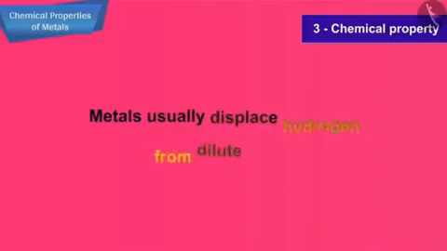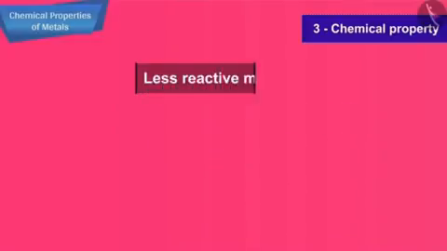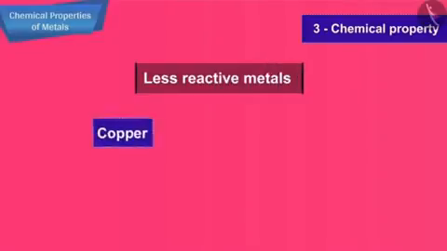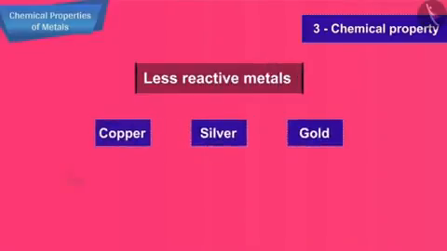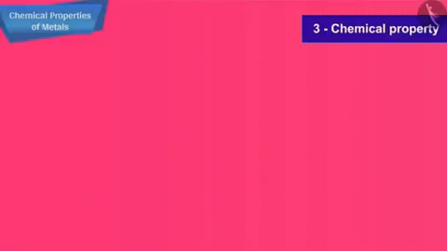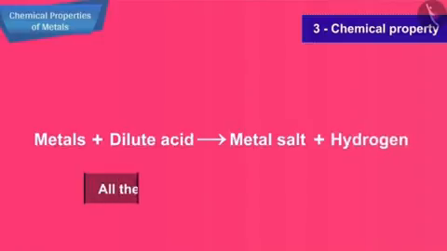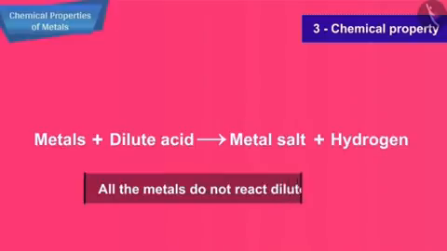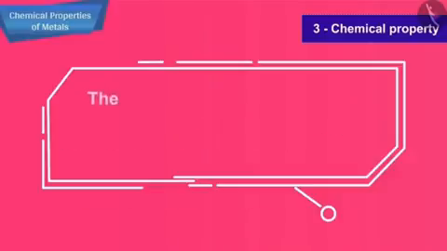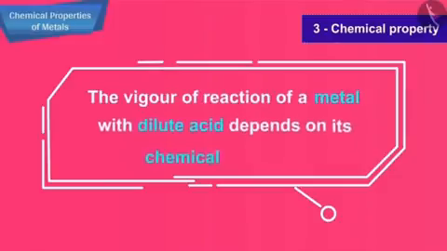Metals usually displace hydrogen from dilute acids. Only less reactive metals like copper, silver, gold do not displace hydrogen from dilute acids. When a metal reacts with a dilute acid, then a metal salt and hydrogen gas are formed. All the metals do not react with dilute acids. The vigor of reaction of a metal with dilute acid depends on its chemical reactivity.